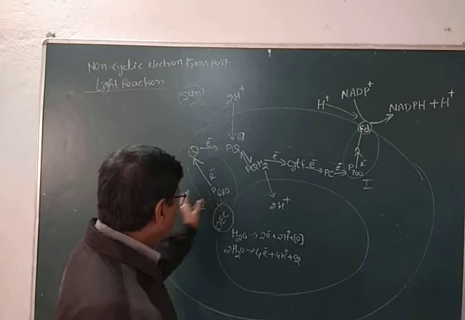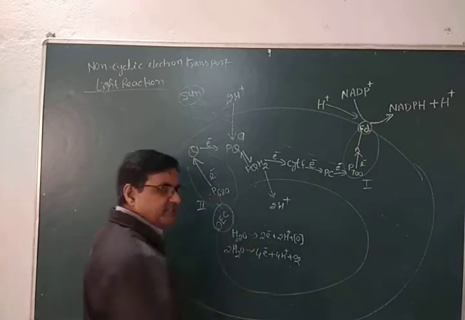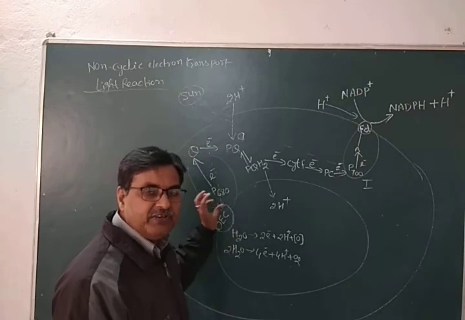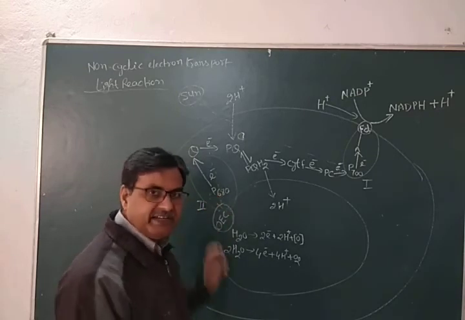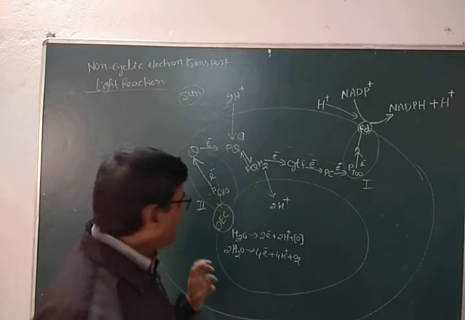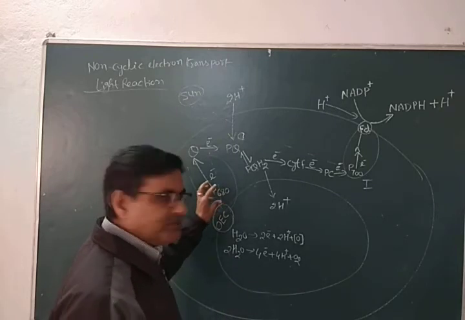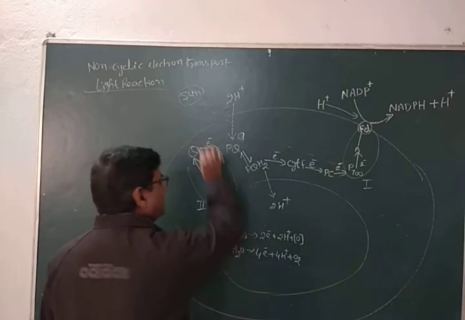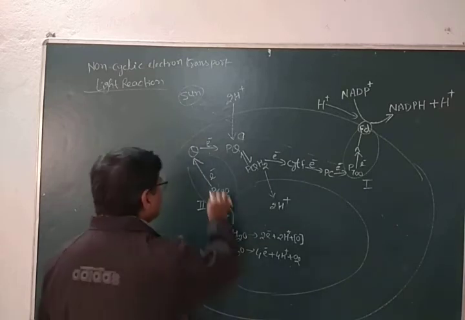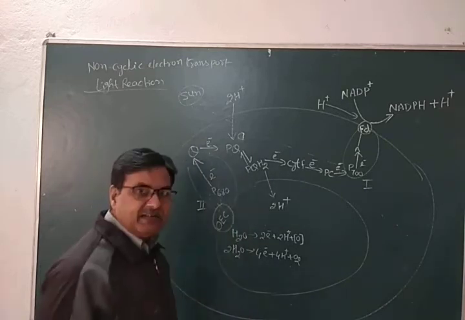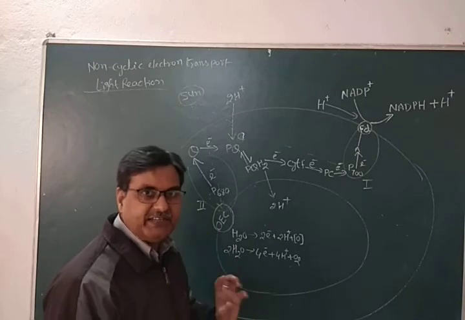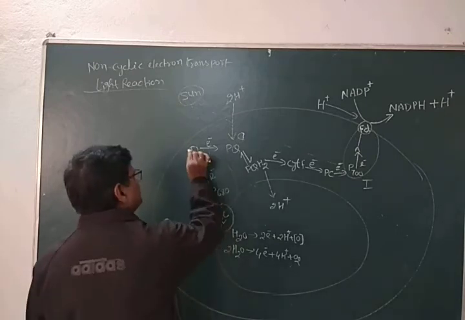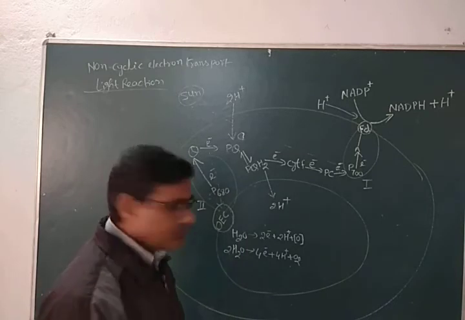When the energy comes to this reaction center, the chlorophyll A comes into the excited state from the ground state, and due to this excitation, the electron jumps from the outermost orbit. This electron is immediately trapped by the pheophytin, and that pheophytin provides the electron to the quinone.